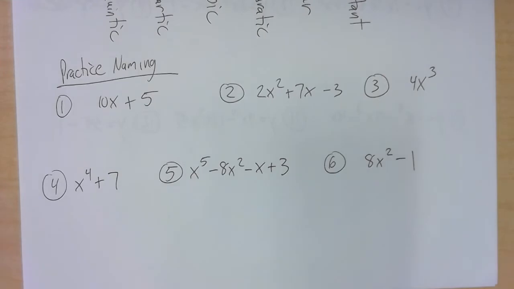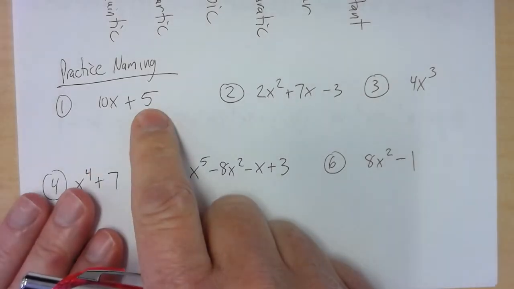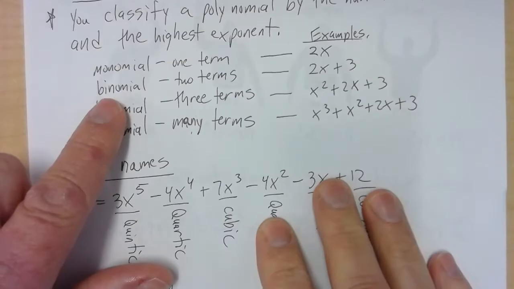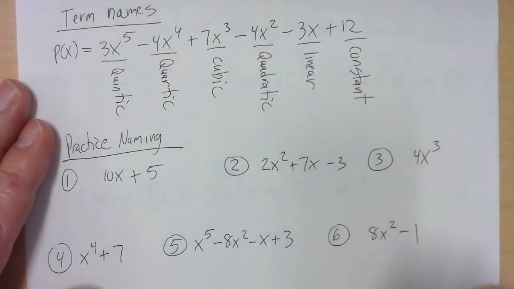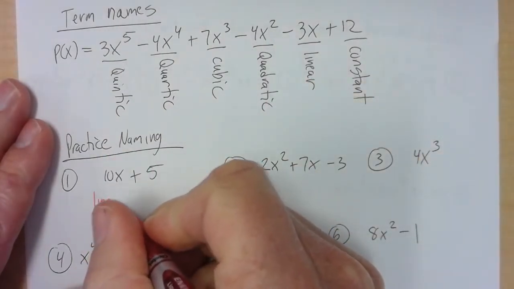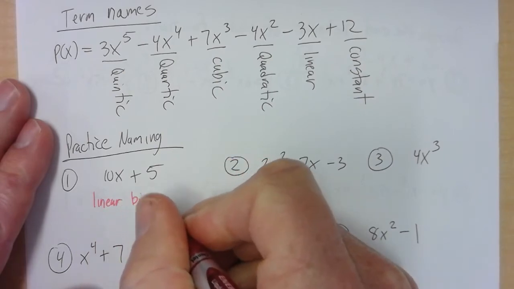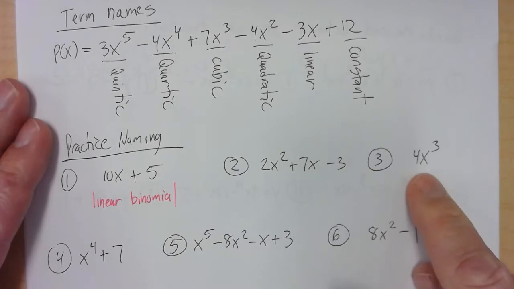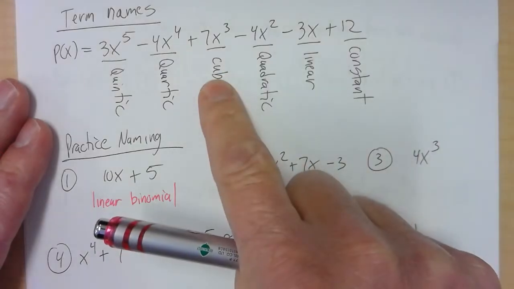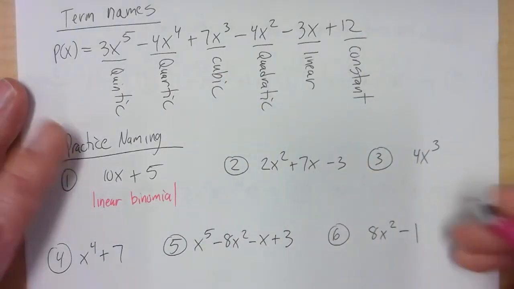So this first one here has 2 terms. We call that a binomial. But we name it with this thing first. Okay. So the highest power is 1. So we call it a linear binomial. Okay. So it's a linear binomial. And then this is just one term, right? So it's a monomial in third power. So it's a cubic monomial.